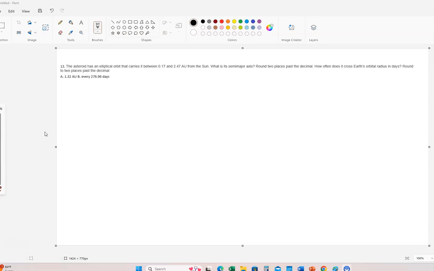First of all, that'll be our part A. And then, how often does it cross the Earth's orbit in days? We're going to round both of these numbers to two places past the decimal. Right below here, I've got both answers. Part A is 1.32 AU, and part B is that it crosses the Earth's orbit every 276.96 days. All right, so how do we come up with these numbers?